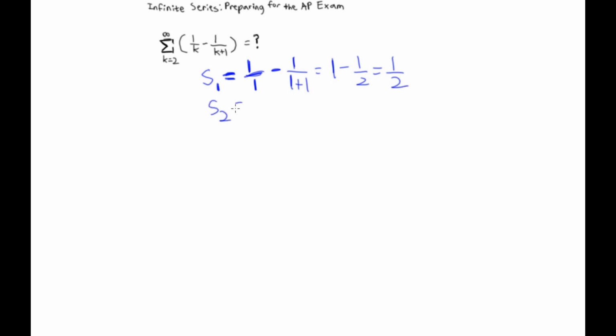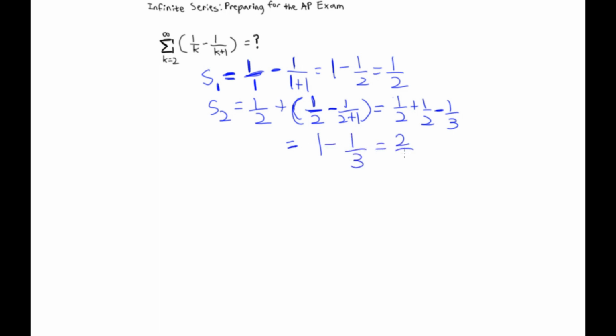But this is a series, not a sequence, so when you take the second sum, we have to remember to add the previous sum onto this as well. So 1 half plus the value of the second sum, replacing k with 2, 1 over 2 minus 1 over 2 plus 1, which is equal to half plus 1 half minus 1 third, which is equal to 1 minus 1 third, which is equal to 2 thirds.